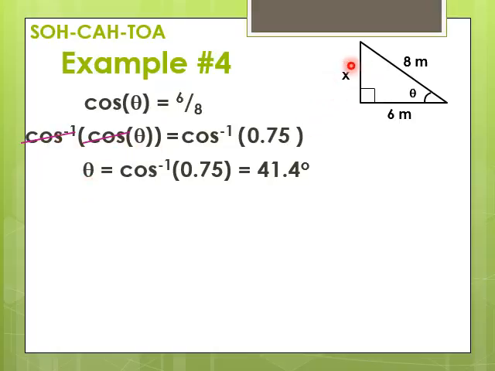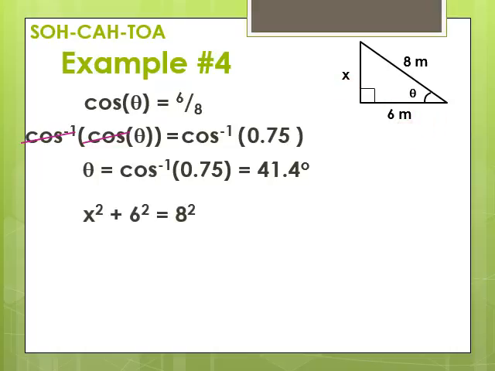Now I need to figure out this side right here. What I could do is, I have the hypotenuse, I have the adjacent, so to figure out the opposite I could use sine of the angle. The only problem with that is that I have a calculated answer for my angle. So if I do sine of a calculated answer to find another calculated answer, then I'm going to get a lot of rounding error. To avoid that, I'm just going to use the Pythagorean theorem.